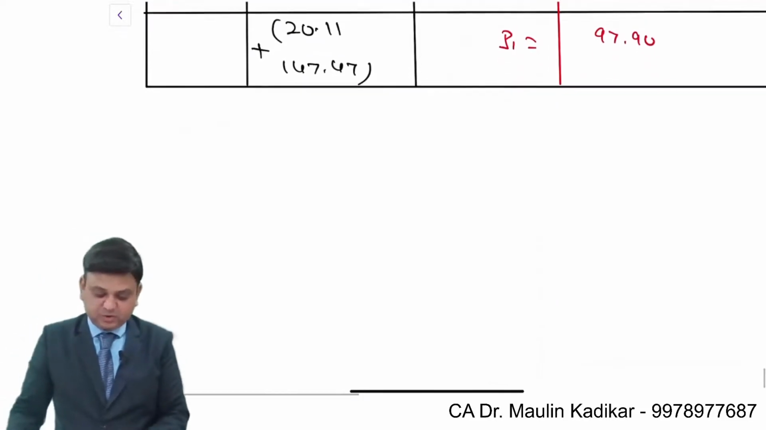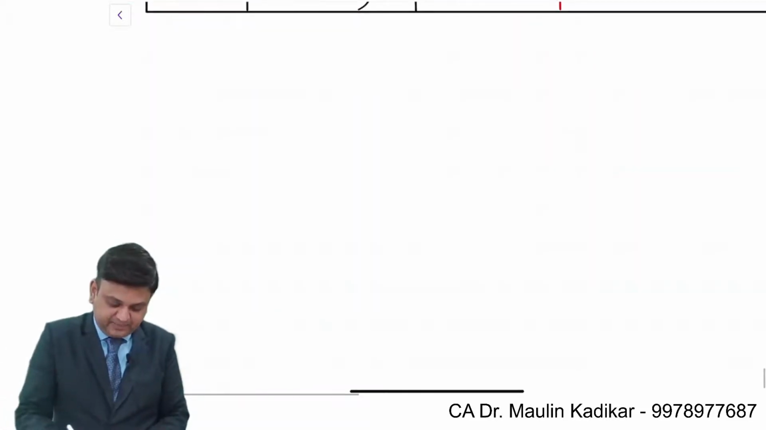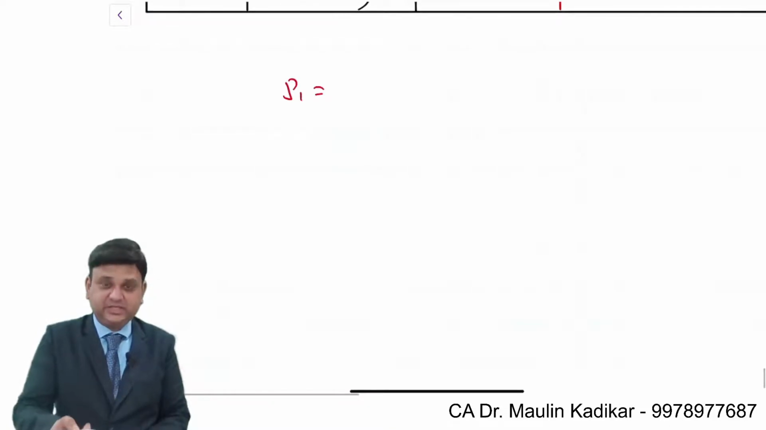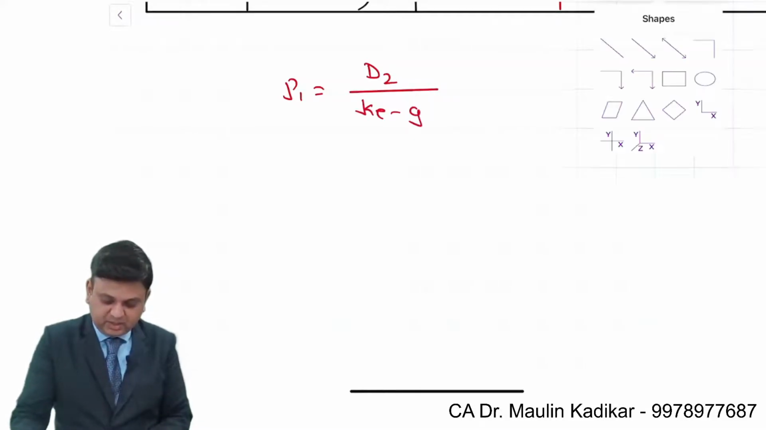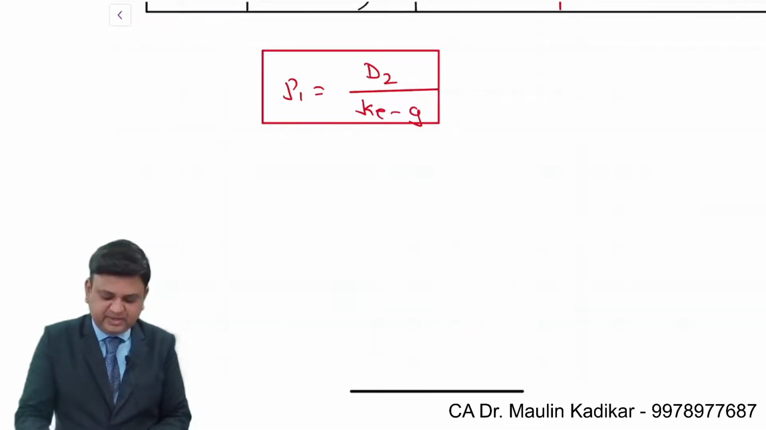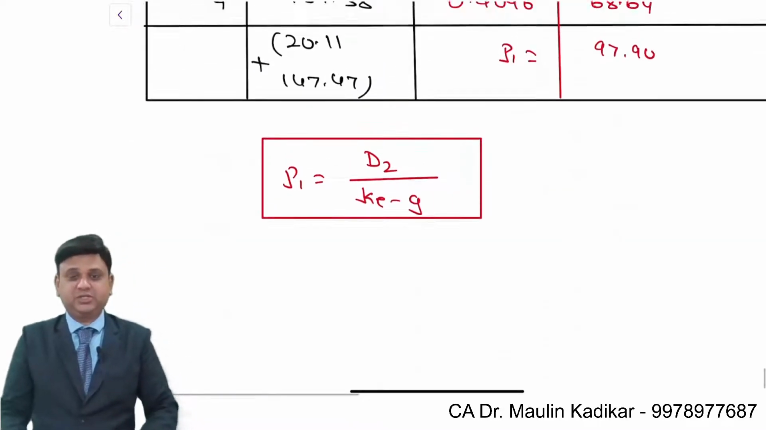Now there is a query from a student: Sir, can we apply a formula before I proceed with the second method? P1 is equal to D2 divided by Ke minus g. That is the query. So can anybody guide me on how to solve this question?